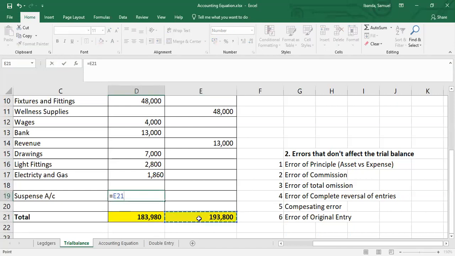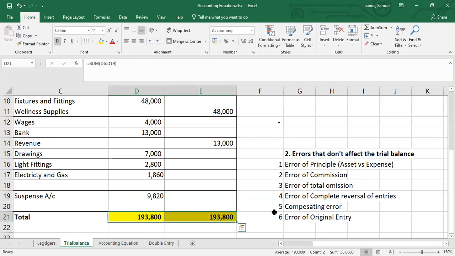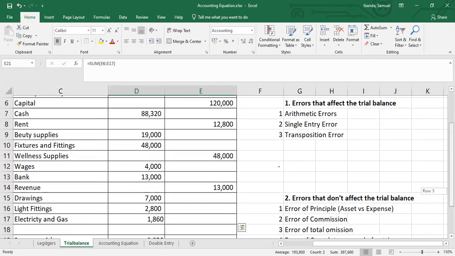So this suspense account is just a difference between the two totals. Just a moment. 9 minus that is 9H. So if that was the case, I would introduce my suspense account here like that. You get it? And my totals will now balance. So that is what will basically happen.